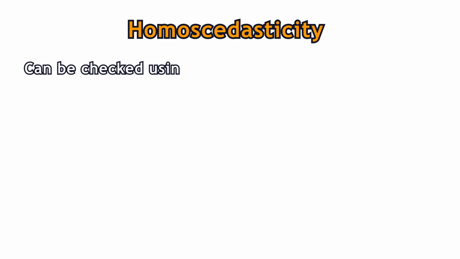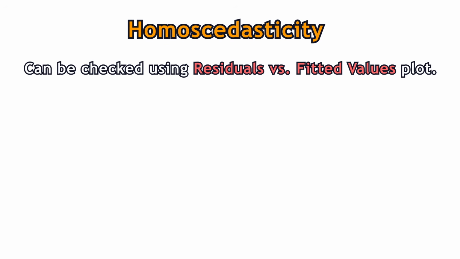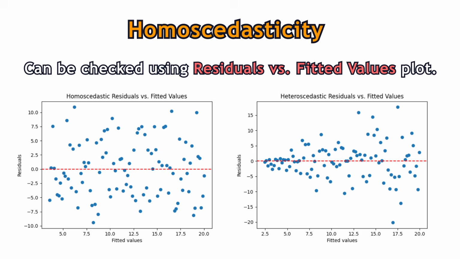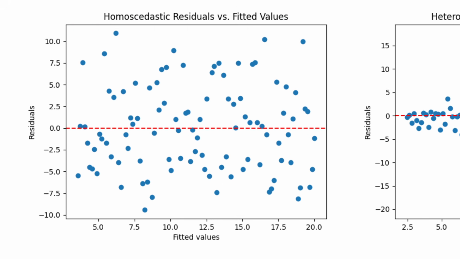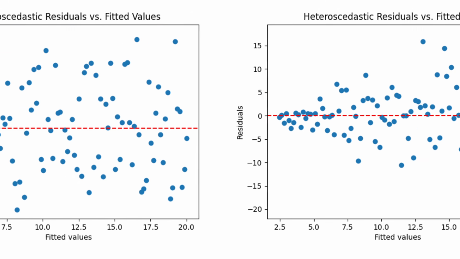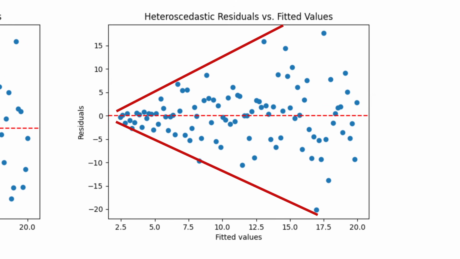Homoscedasticity can be checked using the residuals versus fitted values plot too. In a homoscedastic scenario, the spread of the residuals should be constant across all levels of X. If the variance changes, then we have heteroscedasticity.